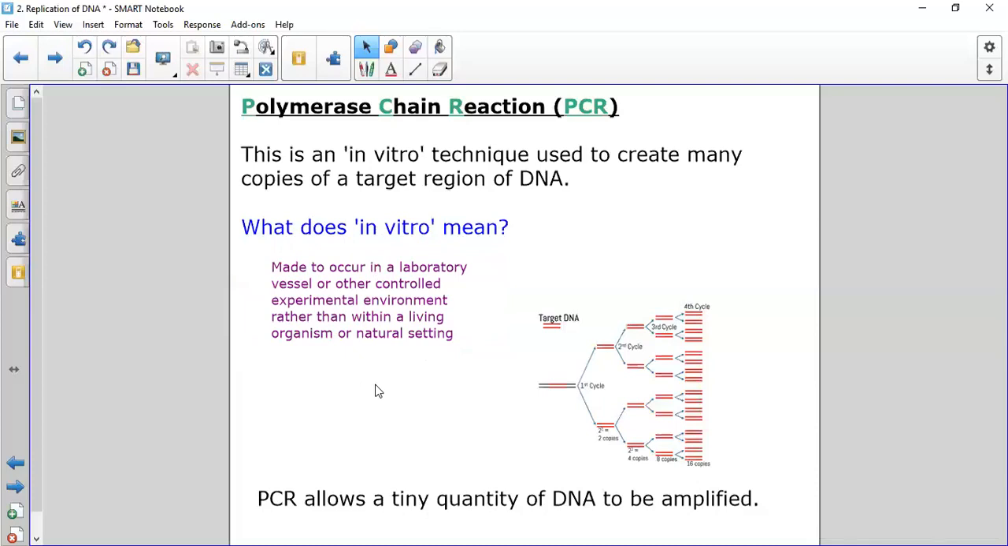Okay, so this is the way that scientists can get a bit of DNA from somewhere and make it replicate outside the human body, so in a lab. And usually there's just a target bit that they're wanting to replicate over and over again.